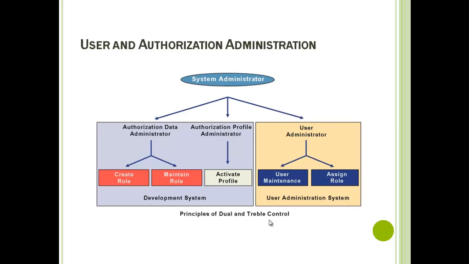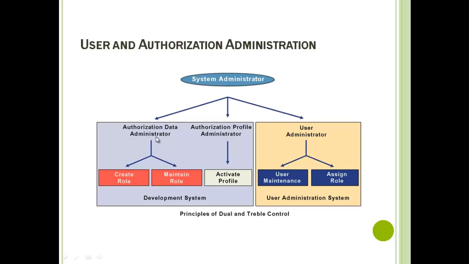Okay, this will be the typical scenario. For example, we call this the 4-eyes principle or 2-head principle, whatever you want to call it. Let's say we have a function called system administration. The system administration we can divide into three: authorization data administrator, profile administrator, and user administrator. This we can combine if it is necessary.